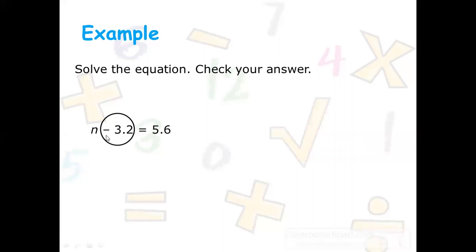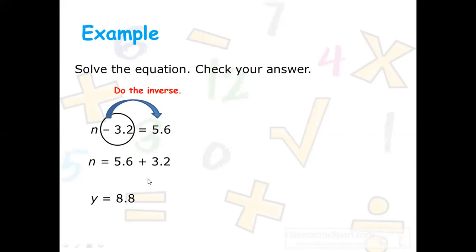So n and negative 3.2 are friends, right? But because n has done something naughty, we are keeping n alone and moving the friend to the other side, to another class. So n minus 3.2. The negative 3.2 will become the inverse of negative 3.2, which is plus 3.2 or positive 3.2. So n is equal to 5.6 plus 3.2. So n is equal to 8.8. 6 plus 2 is 8. 5 plus 3 is 8. So put the decimal right under the decimal. It's going to be 8.8.